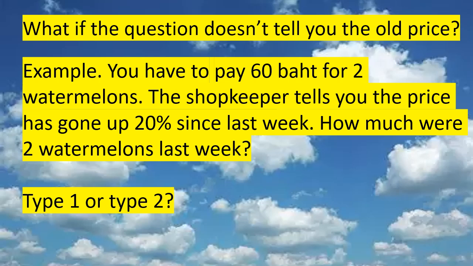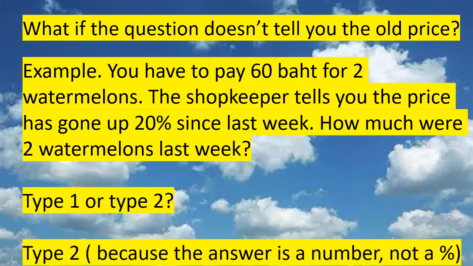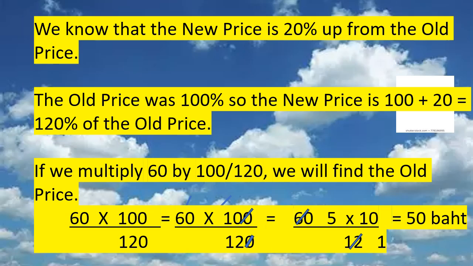And the answer is, it's type 2, because the answer is going to be a number, the price, not a percentage. We know that the new price is 20% up from the old price. The old price, as always, is 100%. So the new price is 100 plus 20 equals 120% of the old price.